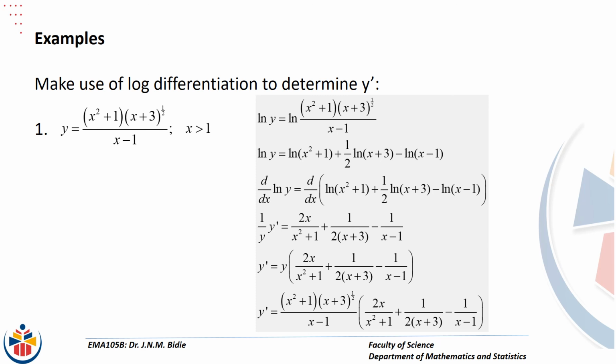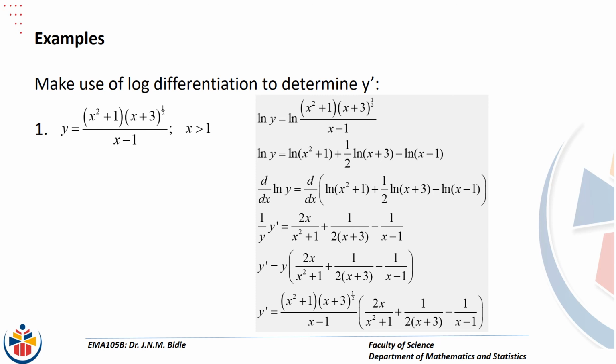Make y prime the subject. That means y will be taken to the right hand side. And we were given an explicit expression for y in the original equation. So we substitute the expression for y on the right hand side, and we leave it as it is. No simplification required. We just substitute y in.